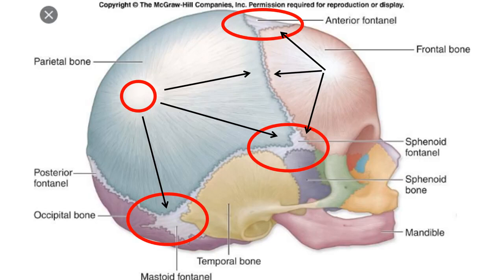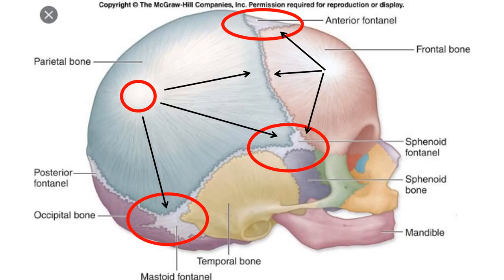Now, at a certain point of time, ossification is not happening in certain areas. What are these areas then going to be made of? They are going to be made of a fibrous membrane, and this process, which is still made of fibrous membrane, not ossified, is called a fontanelle. A fontanelle is going to be between bones.